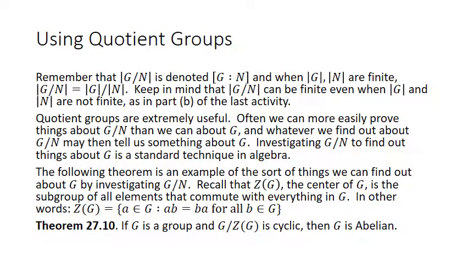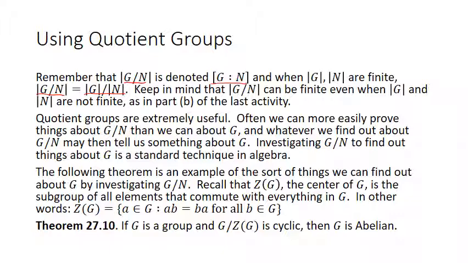Okay, so now that we've learned about quotient groups and what they are, and we've gotten a little practice under our belt with them, let's talk about how we can actually use these things. I want you to remember that the order of G mod n, which is the number of cosets of n in G, is denoted with this notation right here, and that's also called the index of n in G. And remember also that whenever the order of G and the order of n are finite, the number of cosets is just the number of elements in G divided by the number of elements in n.